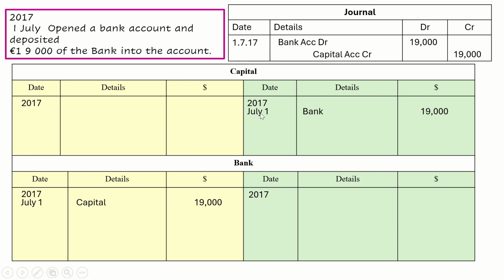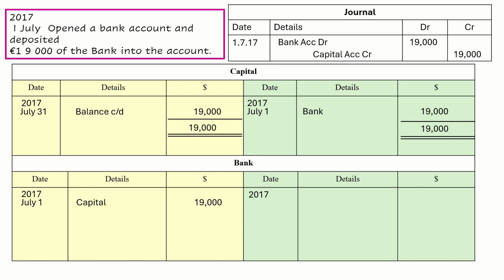Go to the capital account, date followed by opposite account's name, followed by the amount. Now, let's balance the capital account. Credit side is greater, bring it to the total. There isn't anything to deduct on the debit side, therefore 31st July, balance carried down 19,000. Bring it down to the next date, August 1st, balance brought down 19,000.